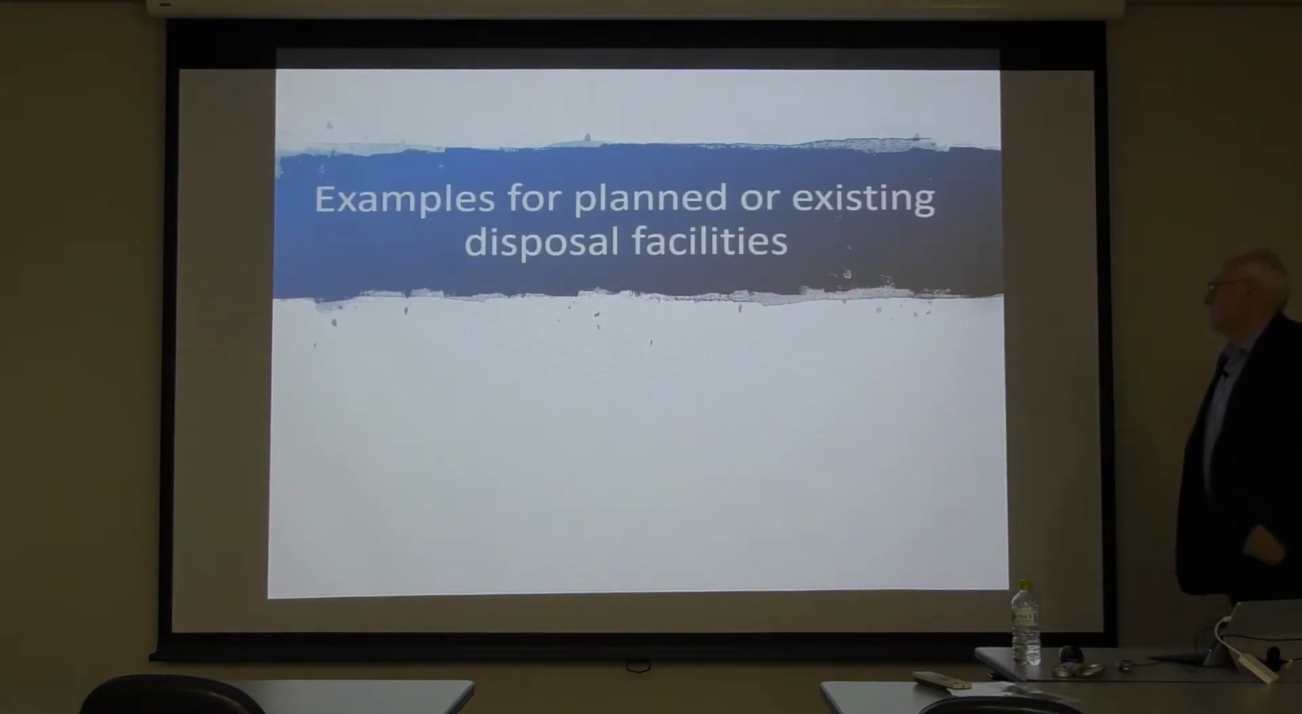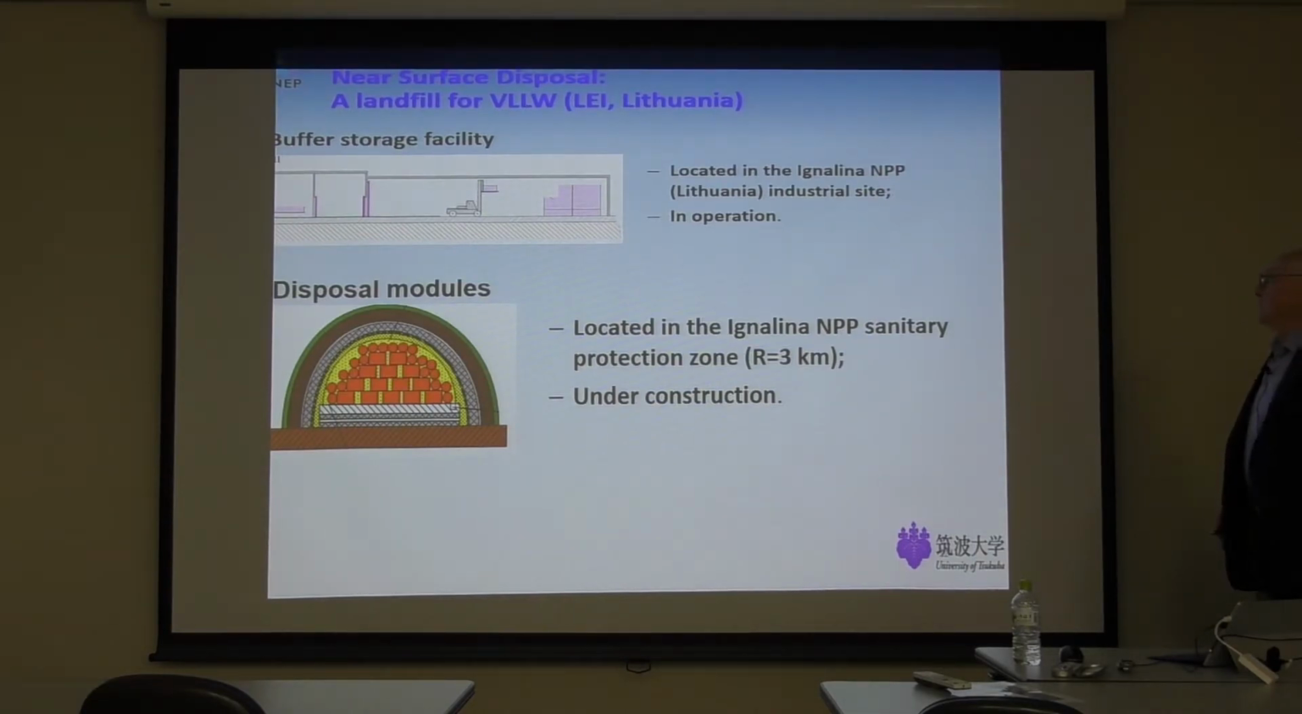So let's talk about some examples for planned or existing disposal facilities. Let's start with the near-surface facility, which is a landfill for very low-level waste in Lithuania. And this is just a buffer storage facility. It is located close to the Ignalina nuclear power plant in an industrial site. It's in operation. It's very low-level waste. It contains relatively low activities. And the waste is disposed in such disposal modules. We have the waste on the inner side, and here we have some barriers to prevent that the waste can enter the biosphere.